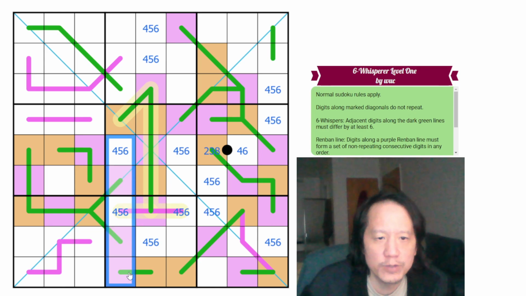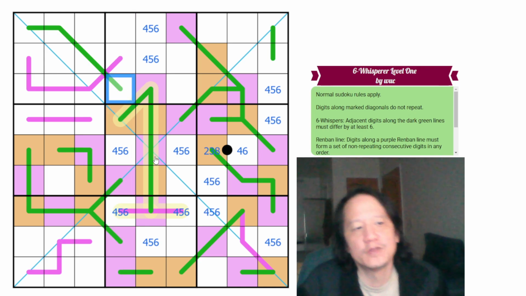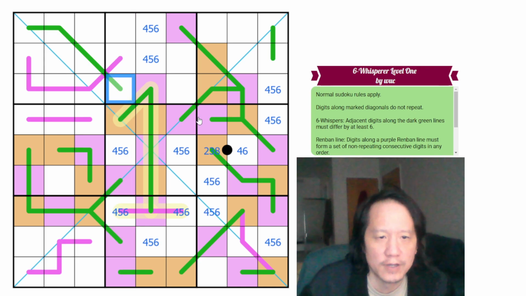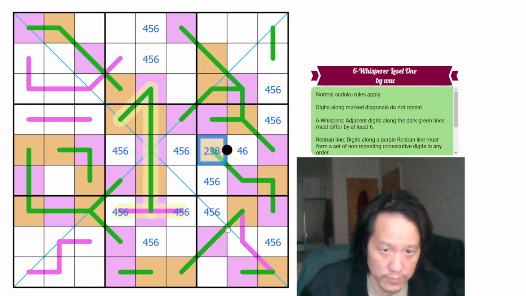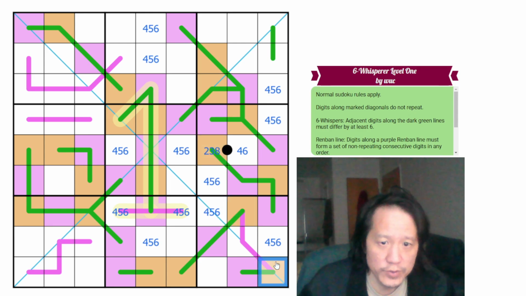We have now 3 pinks in column 4, which eliminates any pinks from any 6 whisperer line. So therefore, on the same column, this must be an orange, which makes this pink, which makes this orange, and this pink. So we have all that information. Unfortunately, this one can still be either one. These are both orange.